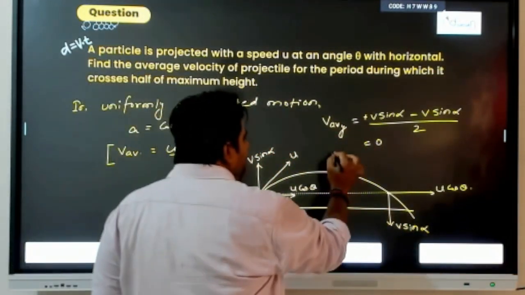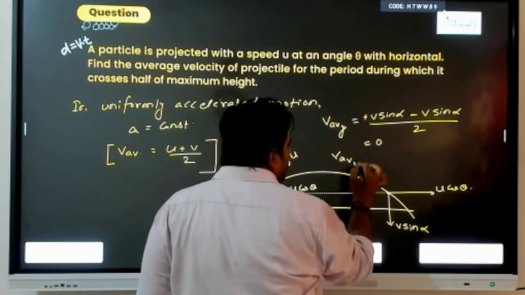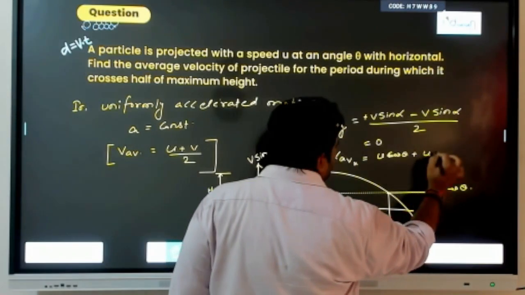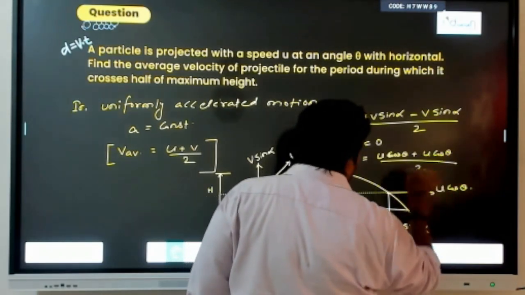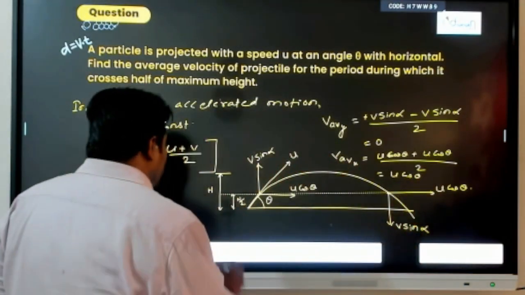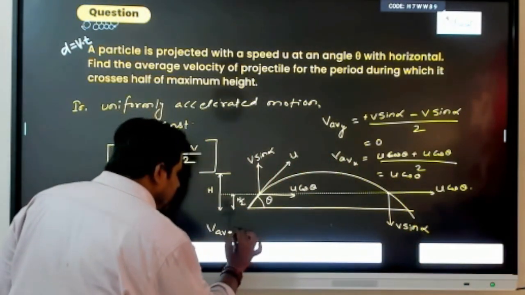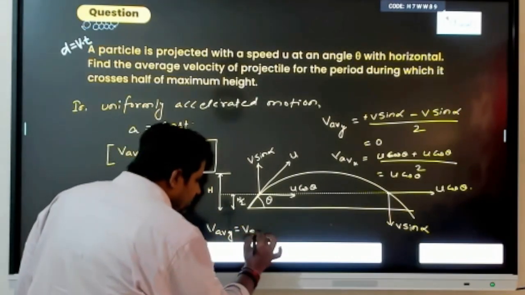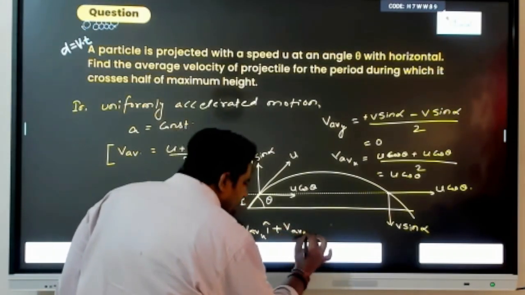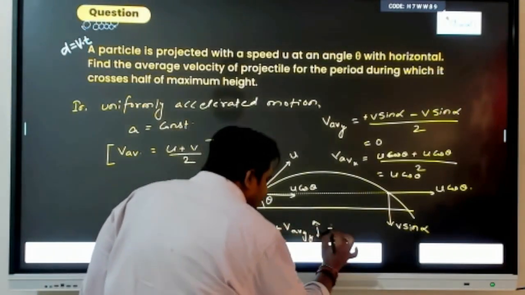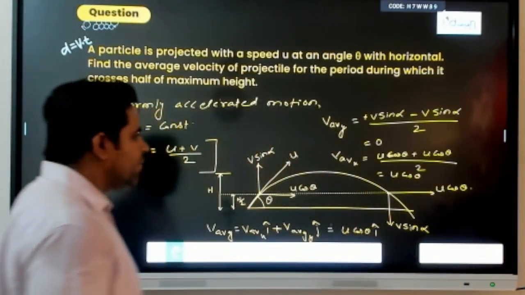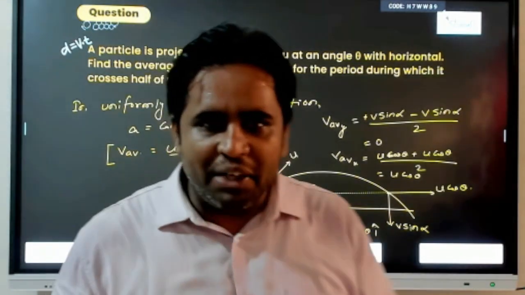Right, in x direction what will it be? u cos theta plus u cos theta divided by 2. So it becomes what? u cos theta. So what will the V average value be? V average can be written as V average in x axis i cap plus V average in y axis j cap. So that way it is going to be u cos theta i cap, which will be the value of V average. I hope you all are getting my point.